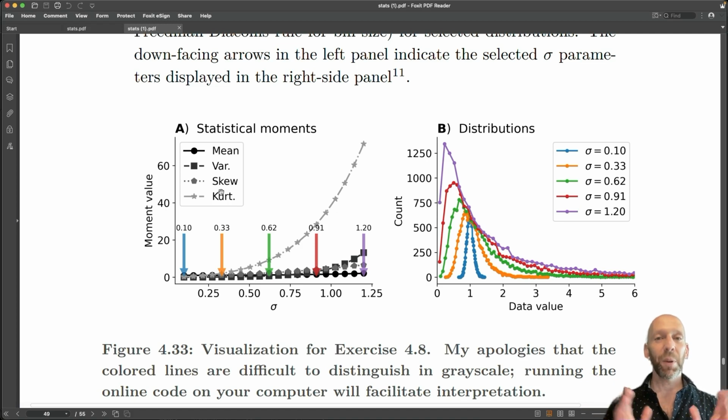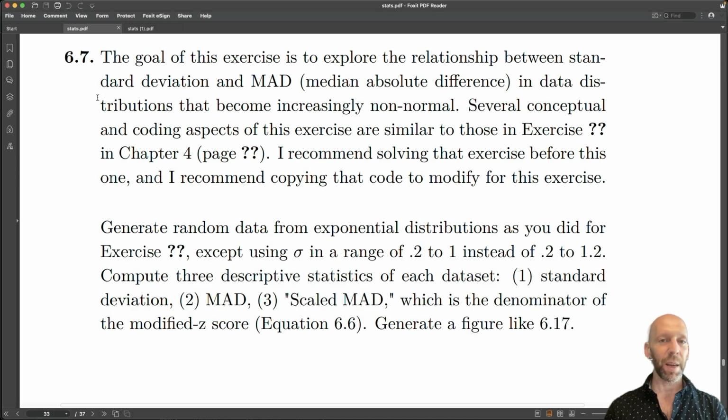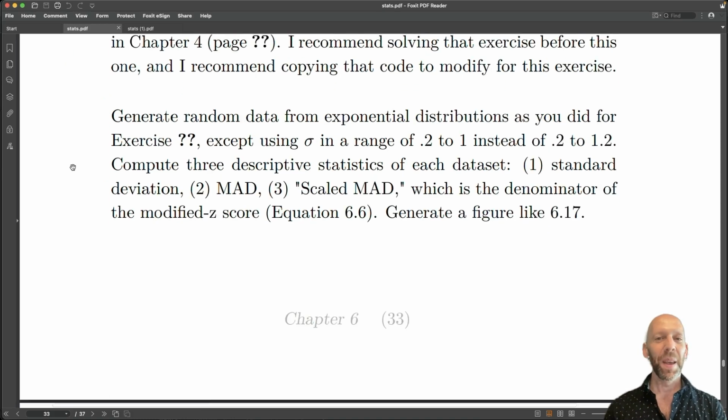Okay, so if you haven't solved this exercise, I recommend doing that before you get to this exercise, chapter 6, number 7. And that's because a lot of the code that you need for this exercise, you can actually copy and paste directly from exercise 8 in chapter 4. Okay, I hope that makes sense, but it might be a little bit confusing, but I'm trying to make cross-chapter links here.